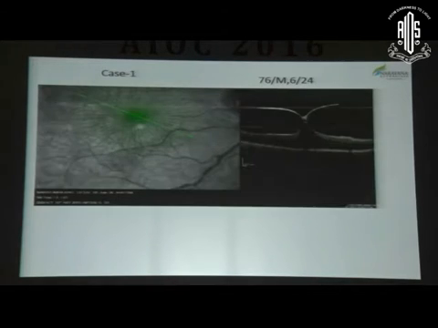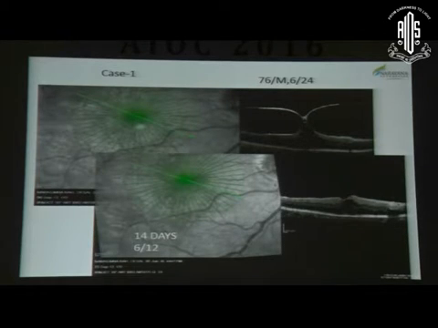This is a case of a 76-year-old male. The patient had 6/24 vision, and this is the OCT. It looks very symptomatic, and the patient's vision was low. So he was given the option of vitreous surgery, and this is the post-op result. Within 2 weeks, there was good improvement.